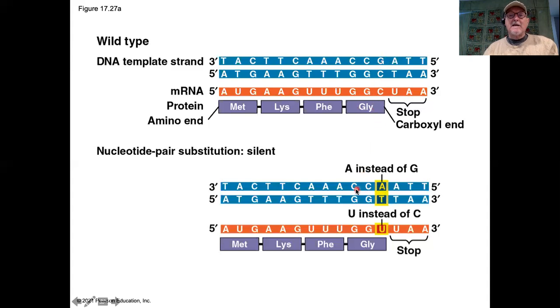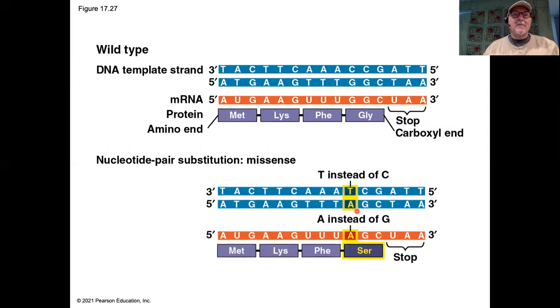Have a look here, CCA instead of CCG. So that adenine instead of guanine, there you've now got CCA, but it still codes for glycine. Even though that's been changed, it still codes for glycine. This we call a silent mutation, because it's not going to have any impact on the phenotype at all. It is a mutation, it's a change in the DNA sequence, but it has no impact. We regard it as being silent.